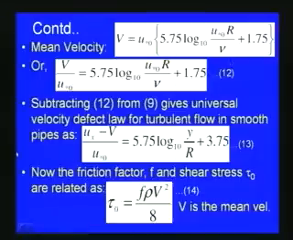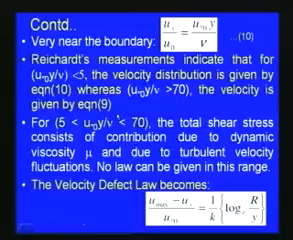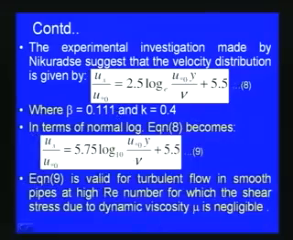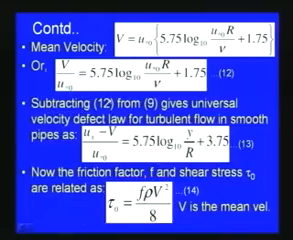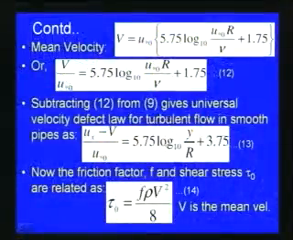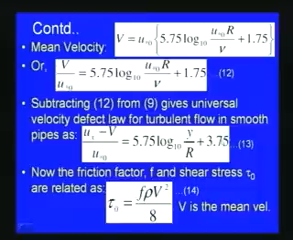Now, equation number 12 is with respect to mean velocity, and equation number 9 is the velocity at any location. So, again we can get a velocity defect law for turbulent flow in a smooth pipe as u x minus V by u star o is equal to 5.75 log 10 y by r plus 3.75, as given in equation number 13. So, this is the velocity defect law for turbulent flow in a smooth pipe.